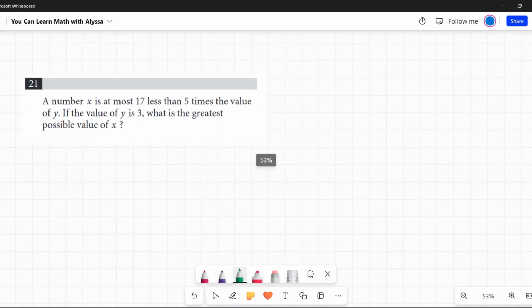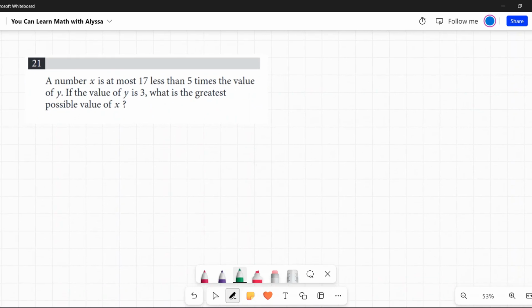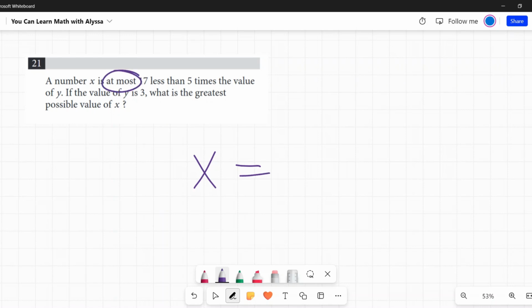Number 21. A number x is at most 17 less than 5 times the value of y. The value of y is 3. What is the greatest possible value of x? Let's put this together into an equation. It says a number x is. When it says is, that usually means equals. But then it says at most. So x is at most, so it's not bigger than it. It's going to be less than it, or it could be equal to. It could be that, but that's the most it could be. So x is less than or equal to.